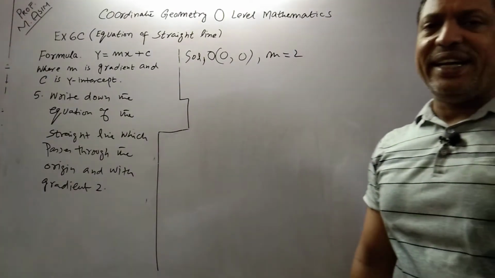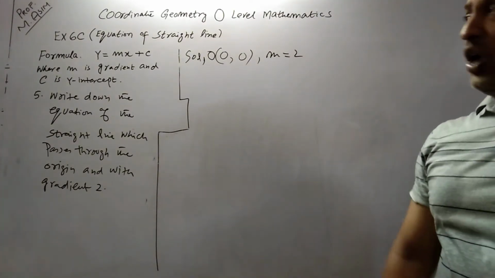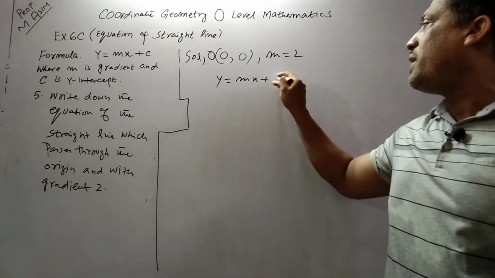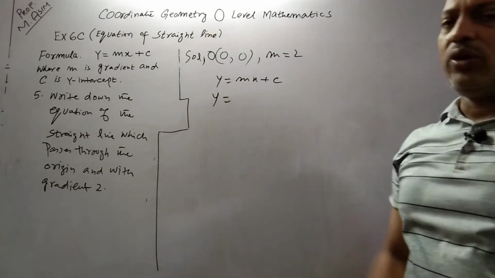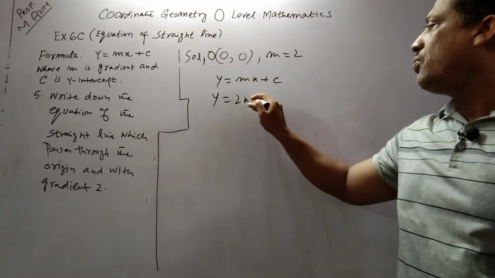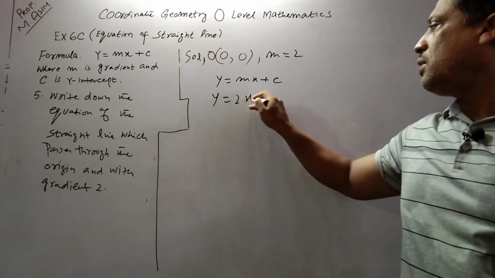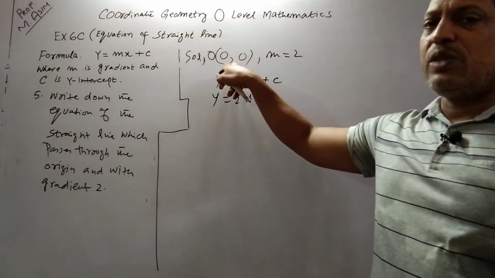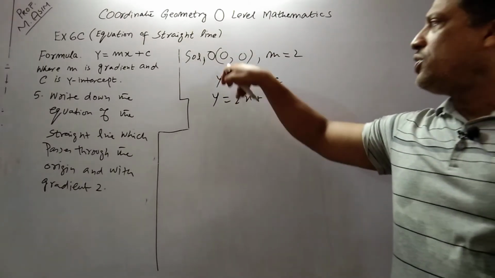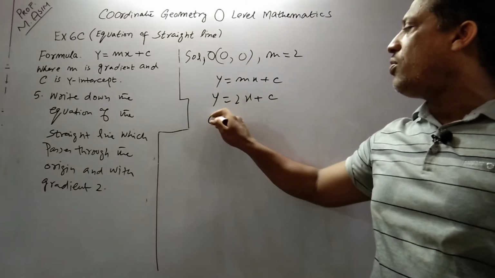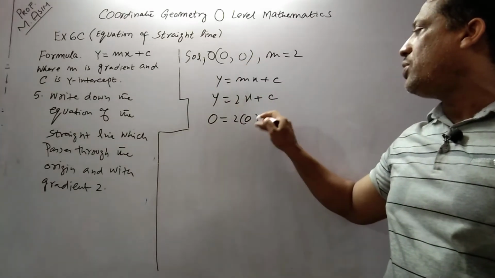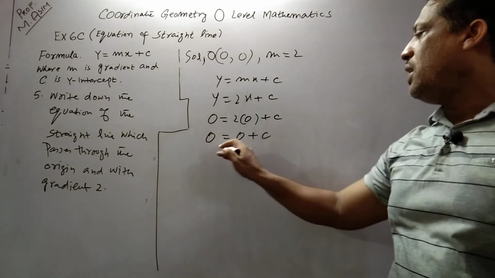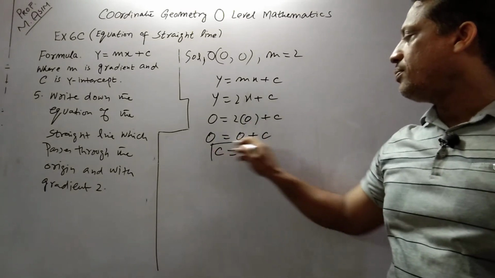So what do we need? General formula. What is the general formula? y is equal to mx plus c. What is the value of m? 2, so y = 2x + c. How to get the value of c? Satisfy this point in this equation. Put 0 in x and 0 in y. 0 is equal to 2 into 0 plus c. So c is equal to 0.